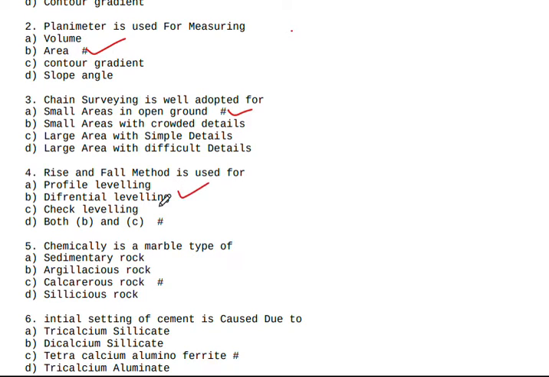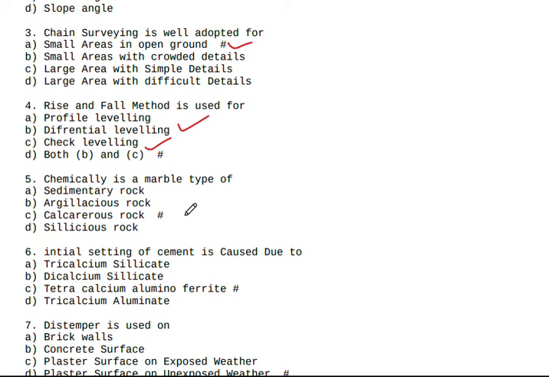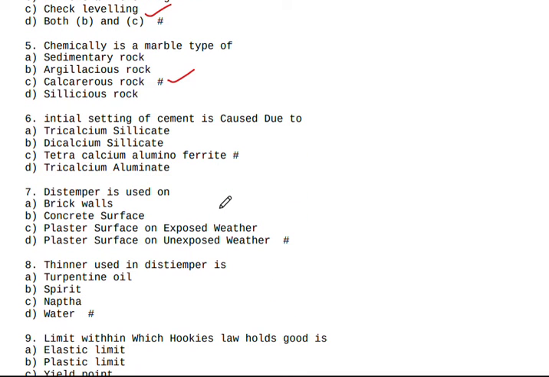Rise and fall method is used for profile levelling and check levelling. Chemically, marble is a type of calcareous rock. Initial setting of cement is caused due to tetracalcium aluminoferrite.